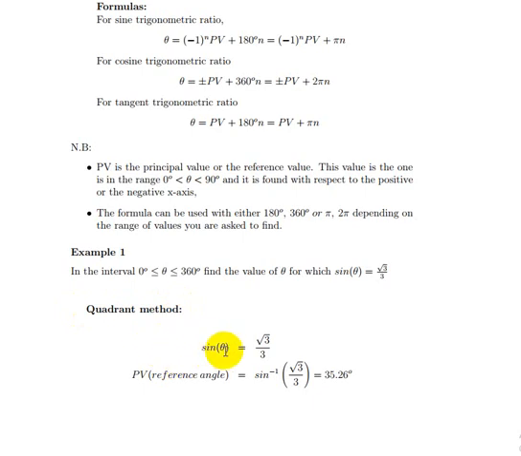So you have sine theta equals the square root of 3 all over 3. You first start by saying this. Because you're asked to calculate the value of theta, the PV will be the reference angle, and that reference angle is always located between 0 degrees and 90 degrees, either from the positive x-axis or the negative x-axis. So you say that PV is going to be sine inverse of the square root of 3 all over 3, and that is going to give you 35.26 degrees.